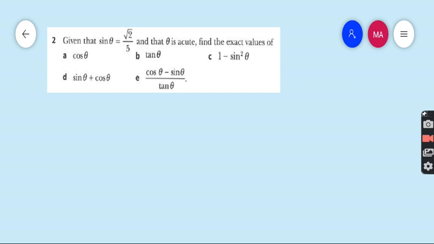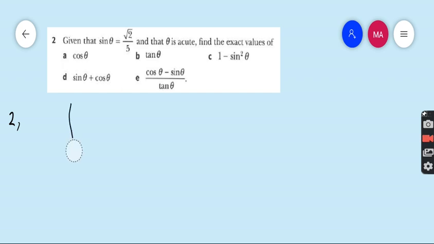Okay ji. So the next question is, given that sine theta is root 2 upon 5 and theta is acute, find the exact value of cos theta, tan theta, 1 minus sine square theta, and so on. So again, almost the same question. In the previous question, the value of tan theta was given, and in question number 2, the value of sine theta is given. So the same working is required.